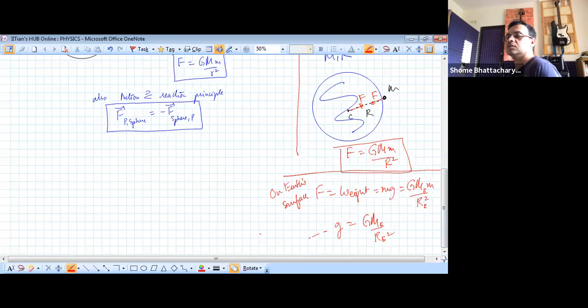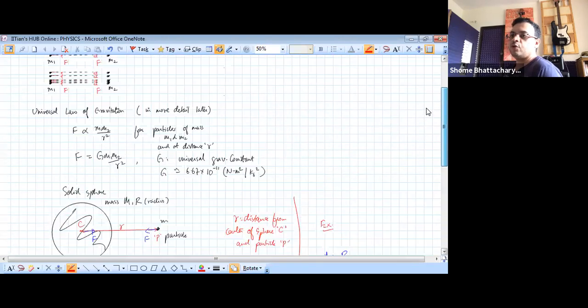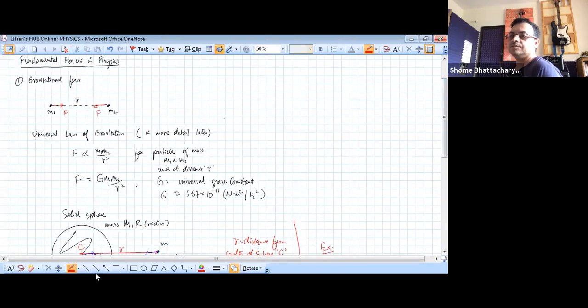In this, M_E is the mass of the Earth, and R_E is the radius of the Earth. So this is the nature of gravitational force: the same formula that we have for two particles of mass m1 and m2, which are at a distance r, gives force G m1 m2 by r square. This is the universal law of gravitation. This particular equation here is called the universal law of gravitation.